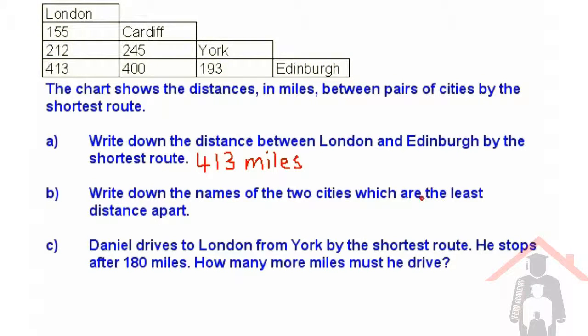To answer this question, I need to find the shortest distance in the table. That's 155. This distance links up London and Cardiff. So my answer for this part is London and Cardiff.